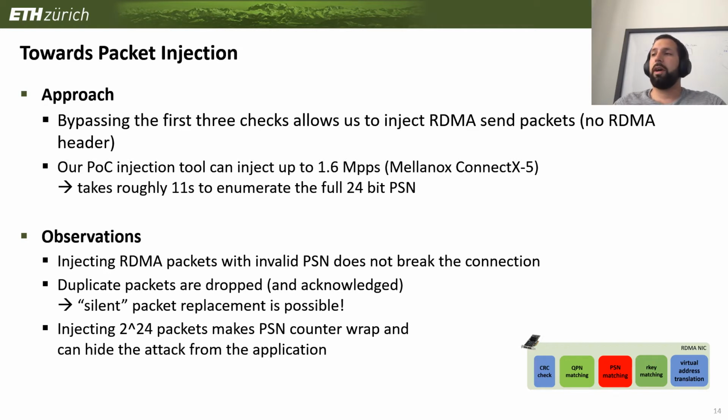We also have some interesting observations. If we inject RDMA packets with an invalid PSN, it doesn't break the connection at all. In case it is a duplicate packet, it is just dropped and also acknowledged back to the sender. So this means we can silently replace packets. And if we inject exactly 2 to the power of 24 packets, the PSN counter wraps around, and we can even hide the attack from the application.